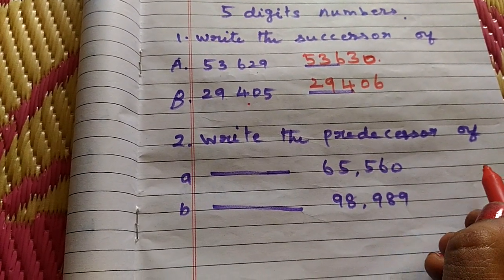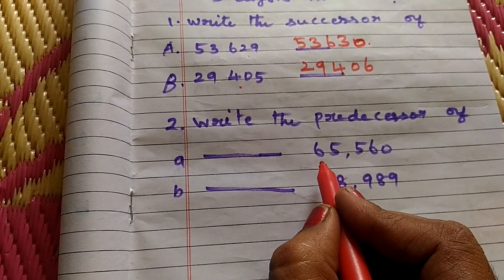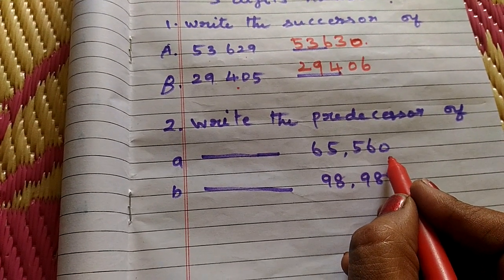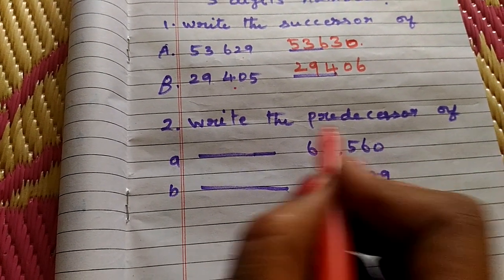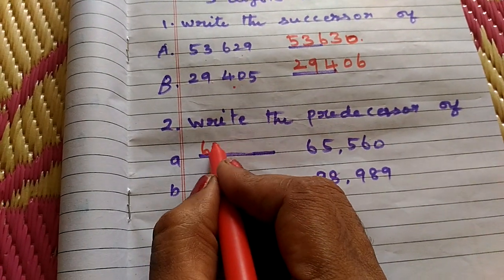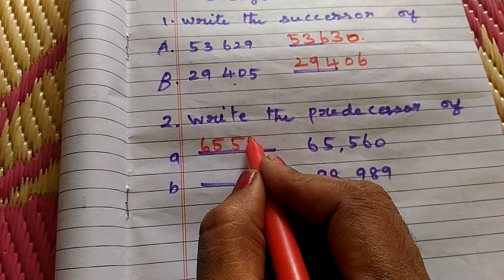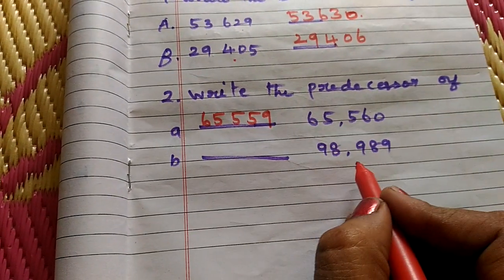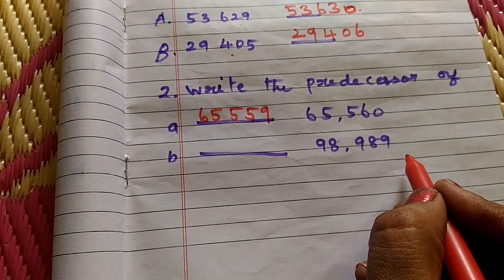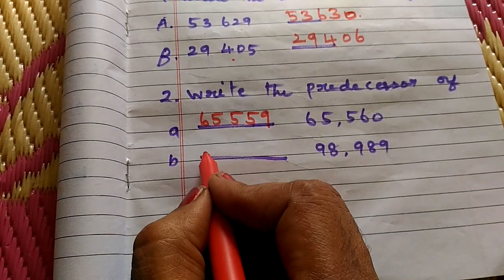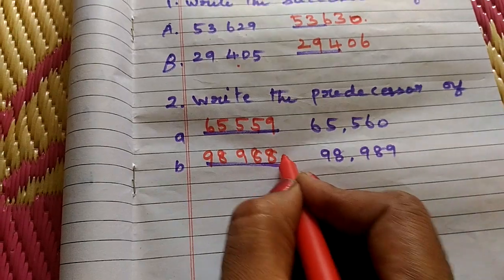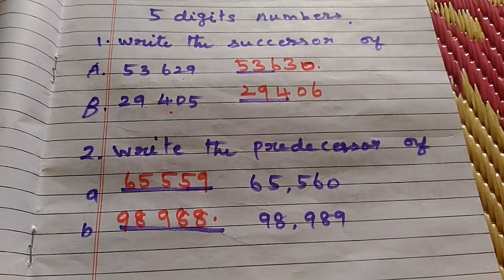Predecessor number, less 1. 65,560. Minus 1. 65,559. Next, 98,989. Less 1. 98,988.